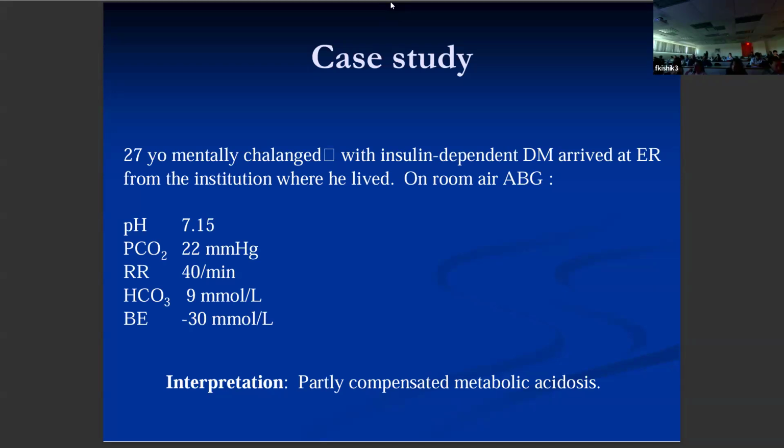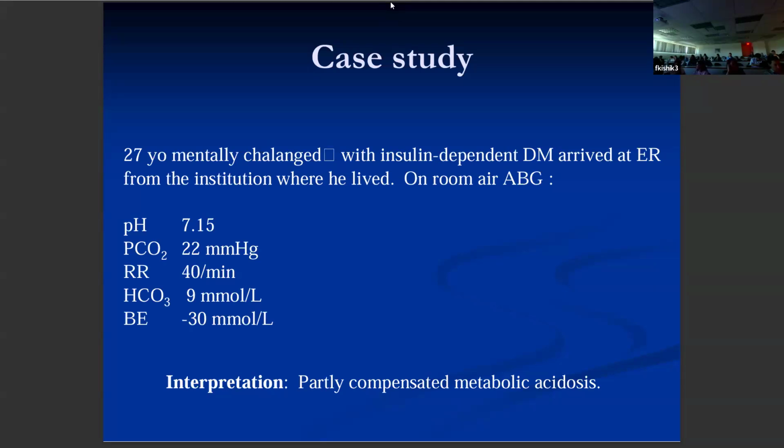Always look at it. You want to know what you're doing. So if the pH is normal, you can look at the base excess, or you can do the inverse proportionate math from the CO2 to the pH. You don't have to look, you look right at the base excess.